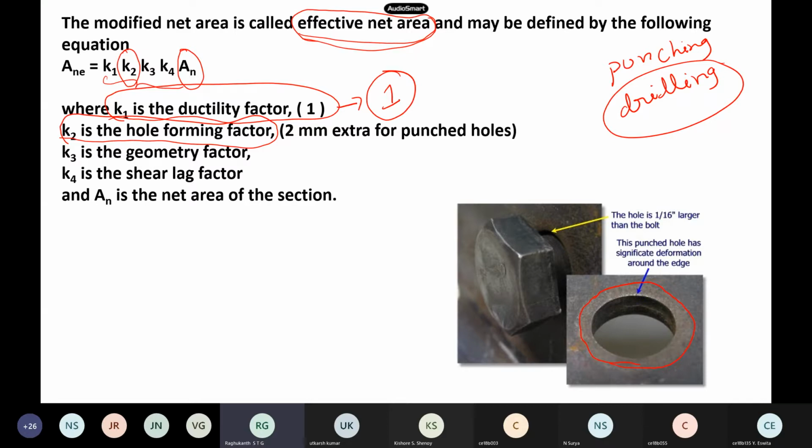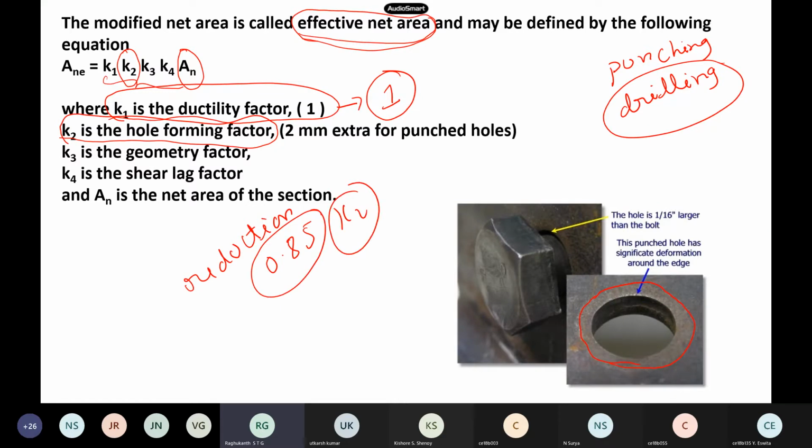So what the international codes say is that if you have followed punching for the holes, the net area has to be reduced. This is a reduction factor, somewhere around 0.85 or so, which international codes use. But in our IS code, we don't use this 0.85.